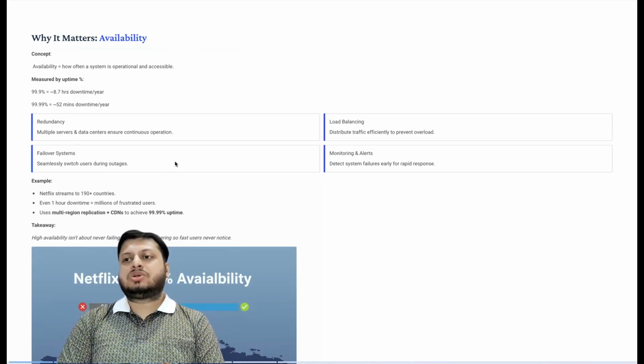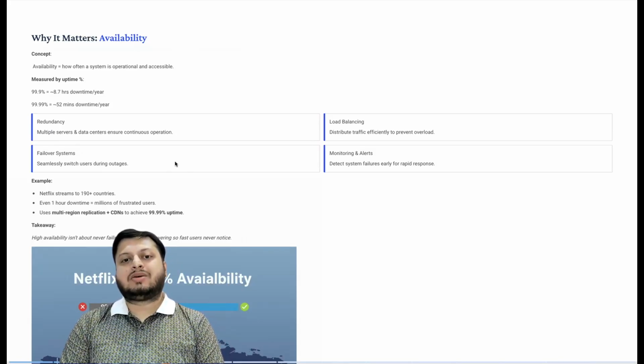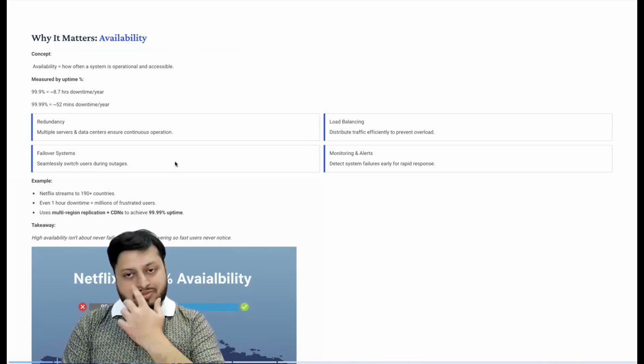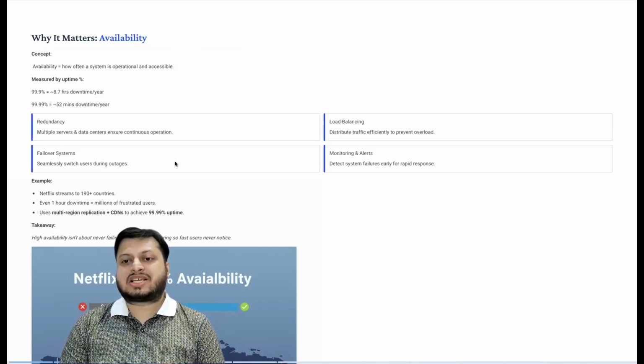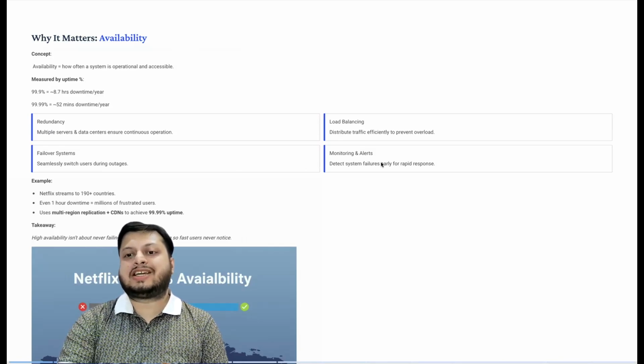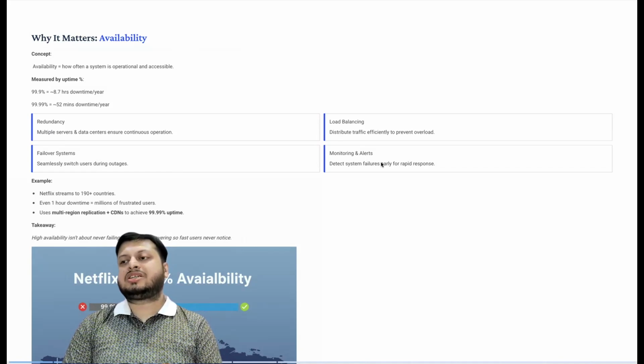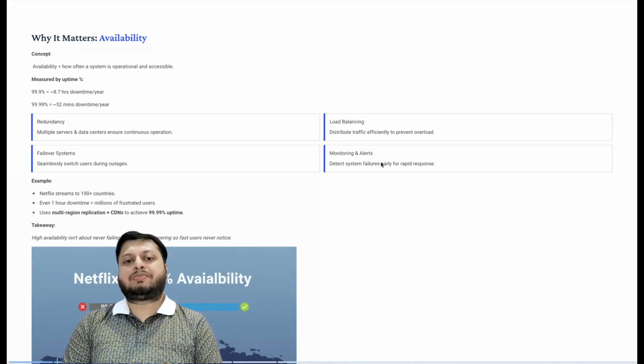Failover systems, to switch seamlessly. Some systems might fail, but to seamlessly switch to something else that can help keep the system available, they have those failover systems as well. And also monitoring and alerts, because without monitoring and alerts, you won't know what the health of your system is. That's very much needed for rapid response.